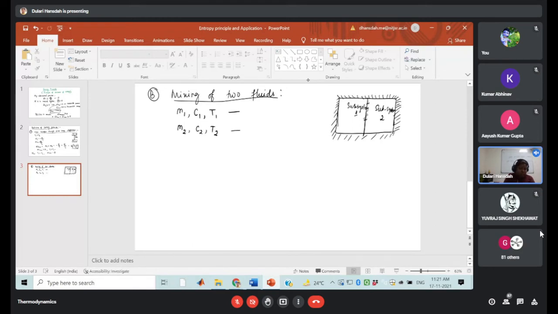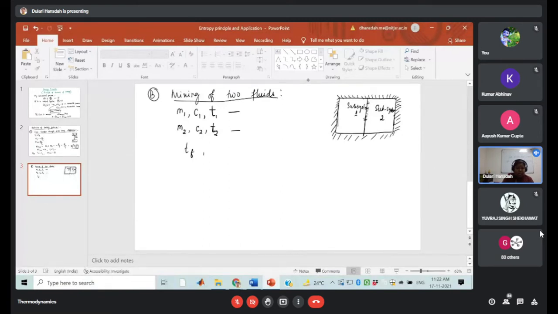These two fluids will get mixed with each other, and they will obtain the final temperature. That final temperature we are taking as Tf, small Tf. Initially I will not take an absolute temperature scale. I'll take a normal degree Celsius, that is your T1 and T2. So the temperature of subsystem 1 is T1, and the temperature of subsystem 2 is T2. Both fluids will attain the final temperature after the mixing, that is your Tf temperature.